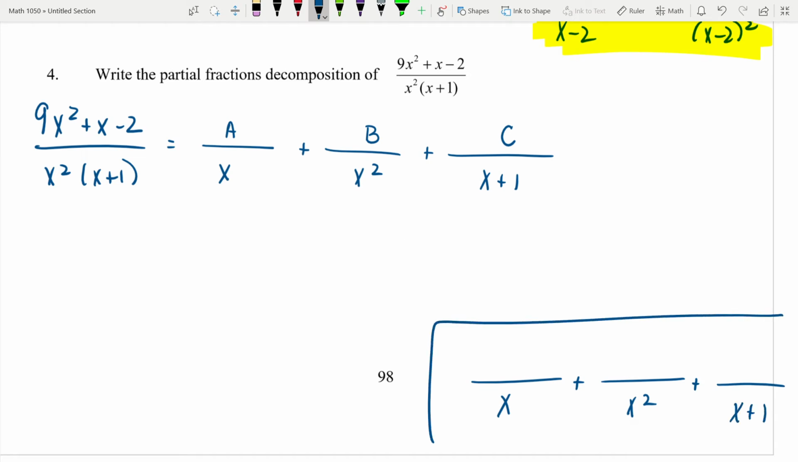Okay, so I'm ready to go with that. Okay, I'm going to multiply everything by x squared times x plus 1, because that's what the factored denominator is of the original expression. Okay, so it looks like that. Everybody stop for just a sec. Don't go ahead of me, okay, because this one's going to be tougher.